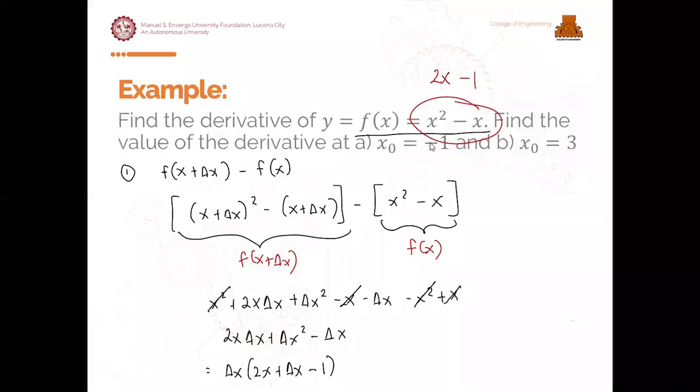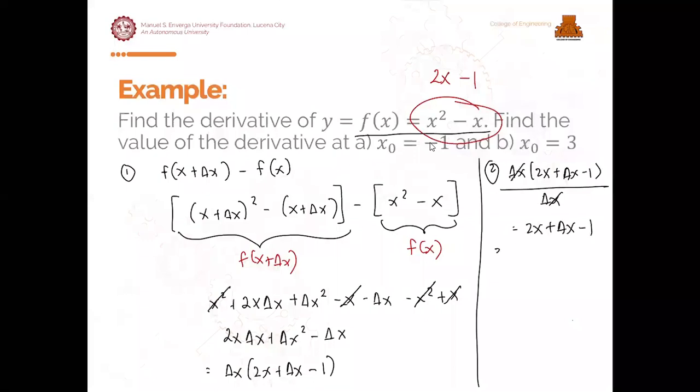Okay? Then tsaka natin apply yung step 2. Yung di-divide natin, yung given nating sagot by delta x. Okay? So delta x. So we have, cancel out natin to. Matitira is 2x plus delta x minus 1. Then apply natin yung limit. Limit of nung 2x plus delta x minus 1 as delta x approaching 0.